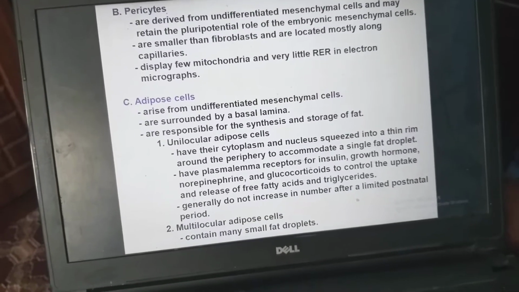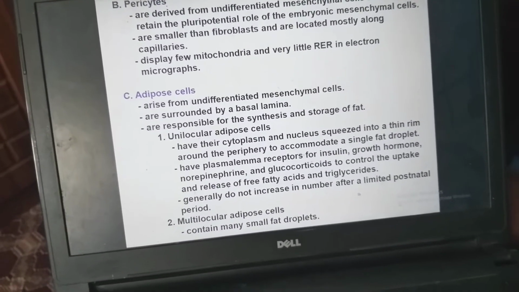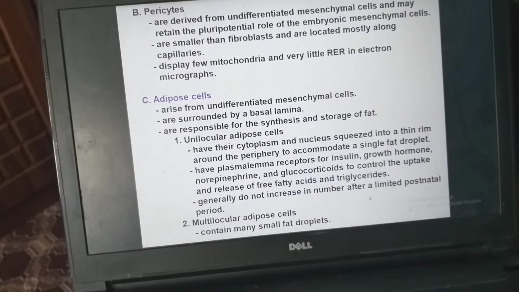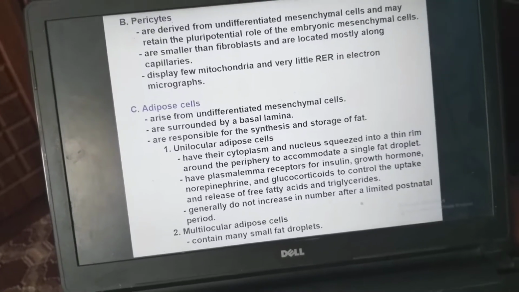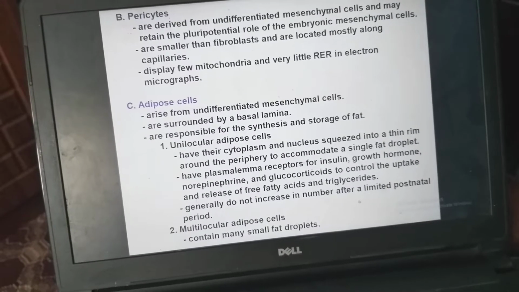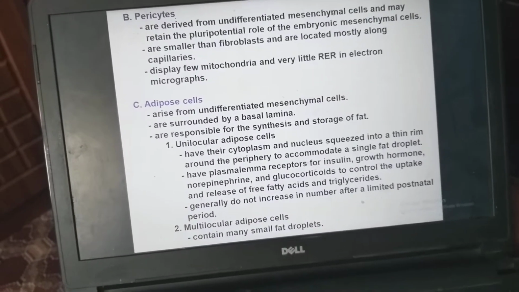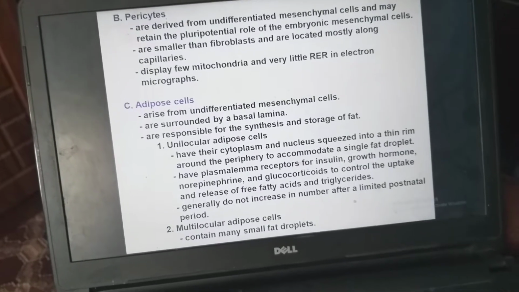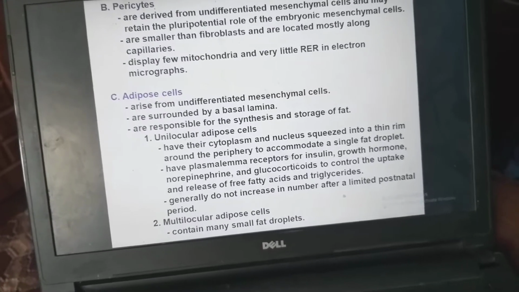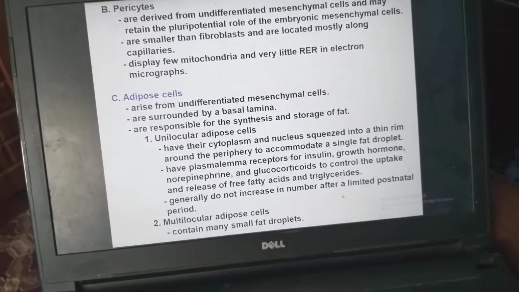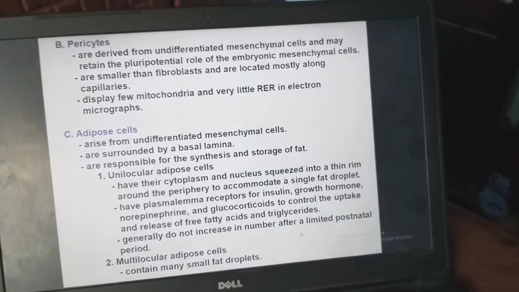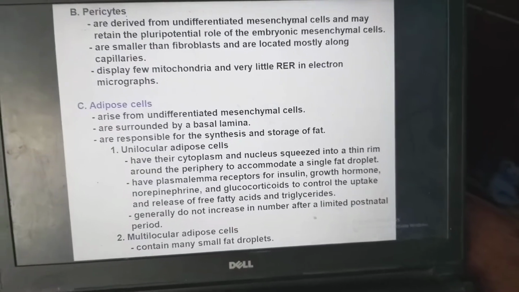Adipocytes, based on their location, we can classify into two: unilocular adipocytes and multilocular. Uni means within a cell, only one fat droplet. Mostly this is found in adults. Their main function is storing fat and triglycerides. But multilocular means there are many small fat droplets found in a single cell. Mainly these are found in infants, so their main function is heat generation.